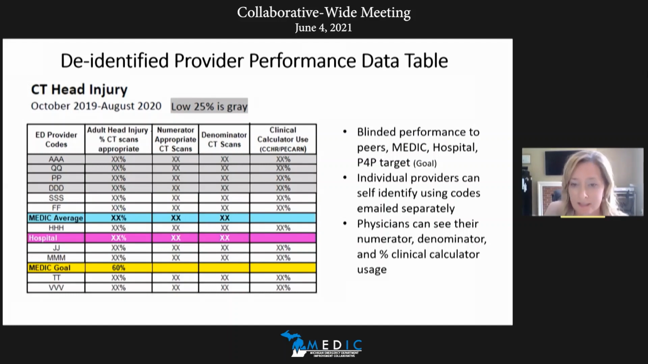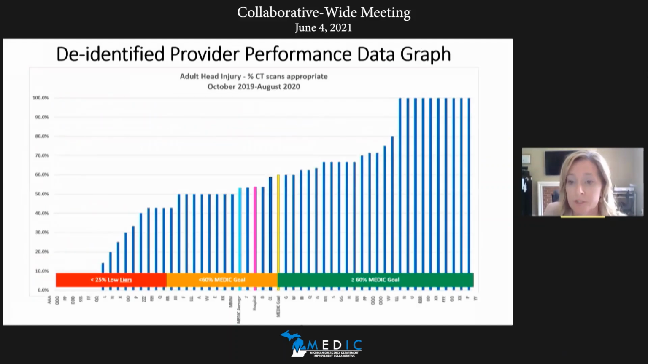As we move to the next slide, this bar graph will show the CT scan appropriateness for all individual providers. The same provider codes are listed at the bottom, and providers are divided into 3 groups. So you have your low outliers that perform less than 25% of their peers, providers that perform less than the MEDIC goal, and then ones that are greater than the MEDIC goal. And then I use brightly colored colors as well, just to kind of make it stand out a little bit more.